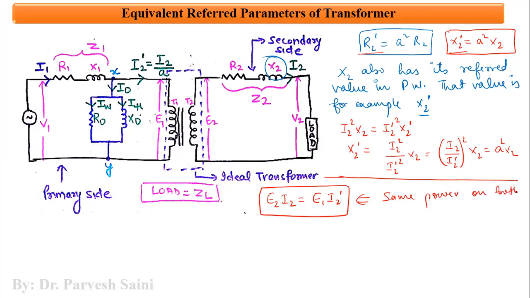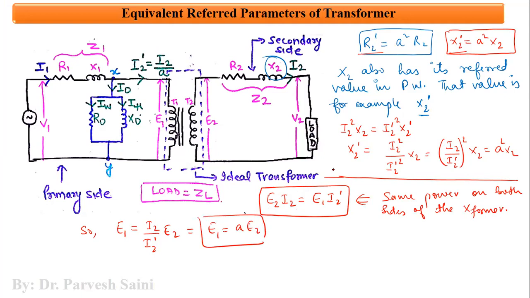On both sides of the transformer, right? So we can rearrange this. So E1 is, let us say, equal to I2 by I2 dash into E2. So this is E1 is equal to A E2, right? So this is another equation, right? So this is one equation, this is second equation, this is another equation, right?